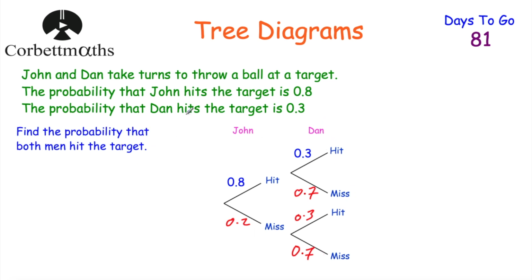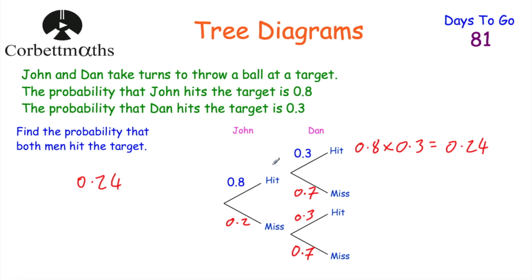Okay, so let's have a look at our first question. So we've got our tree diagram with the probabilities labelled on it. Now we've been asked to find the probability that both men hit the target. So that would be a hit and a hit. And if we want to find the probability of John hitting and Dan hitting, what we do is we multiply the probabilities on the branches. So we will do 0.8 multiplied by 0.3. And 0.8 multiplied by 0.3 would be 0.24. So that means the probability that both men hit the target would be 0.24. Fantastic.